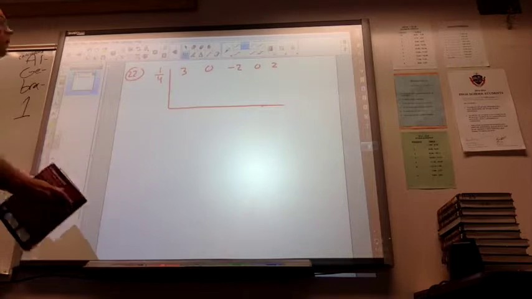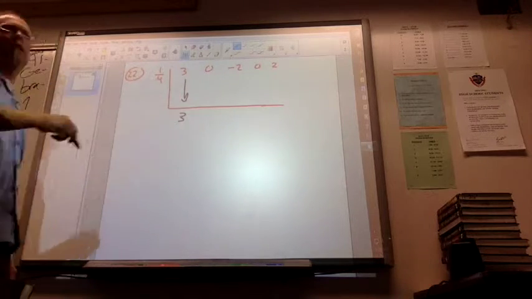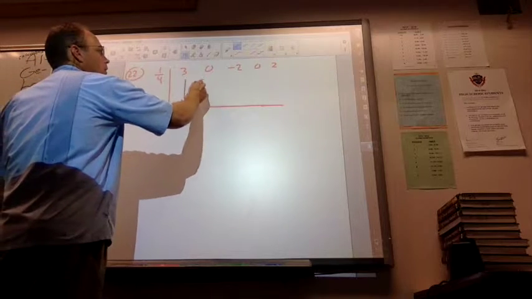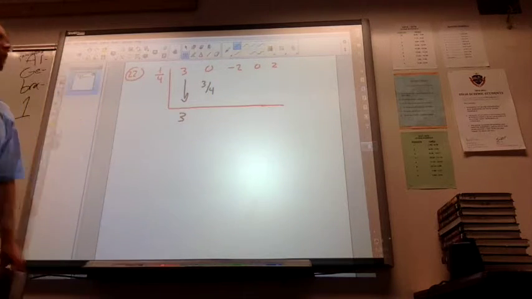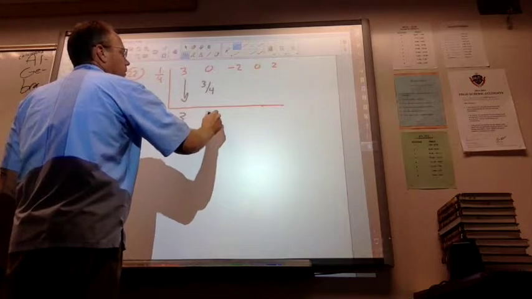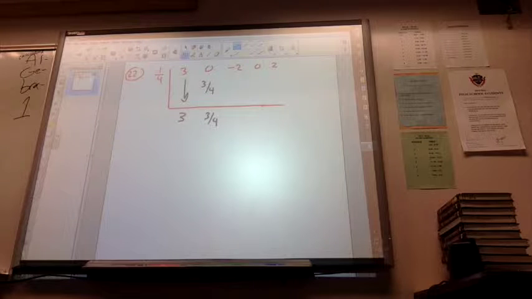All right. Let's work through this, see how we can do. Bring the 3 straight down. 3 times 1/4 is 3/4. Is that okay? 0 added to 3/4 is 3/4. If I were to multiply 3/4 times 1/4, I would wind up with 3/16. Is that right?